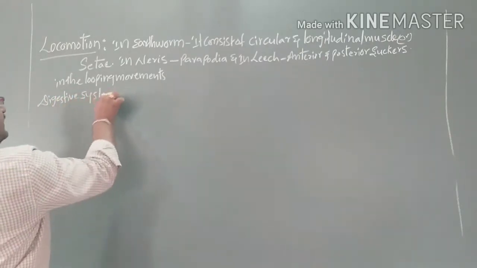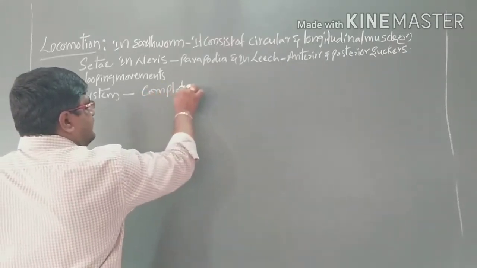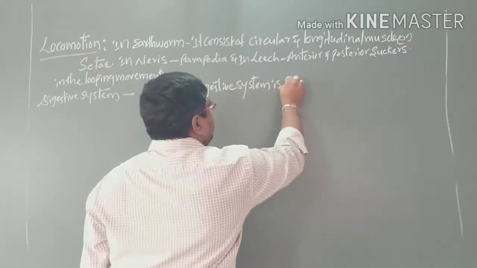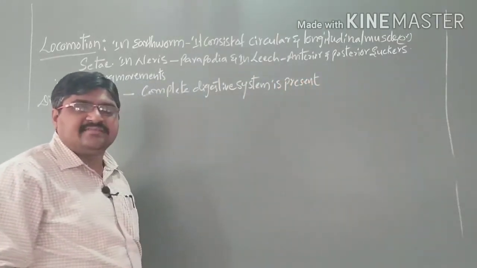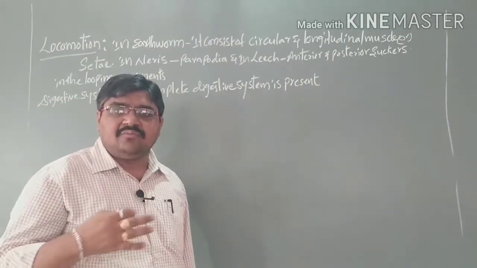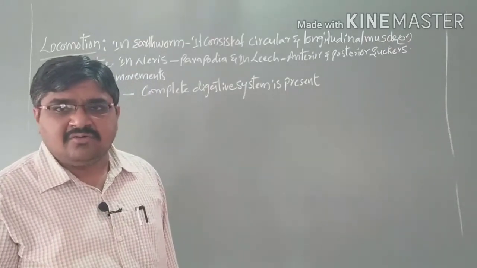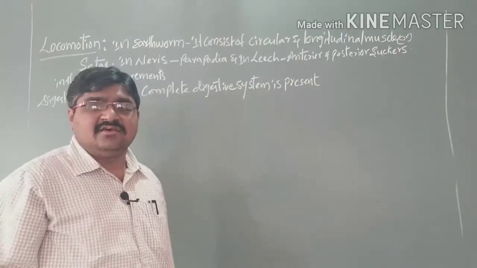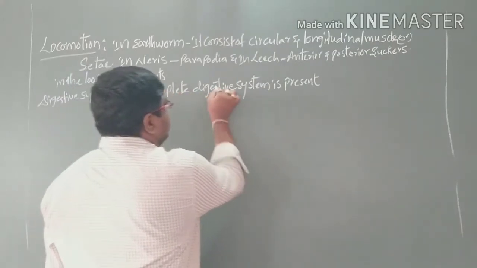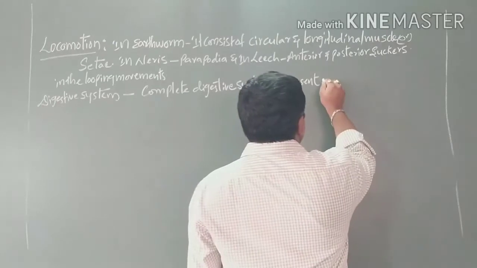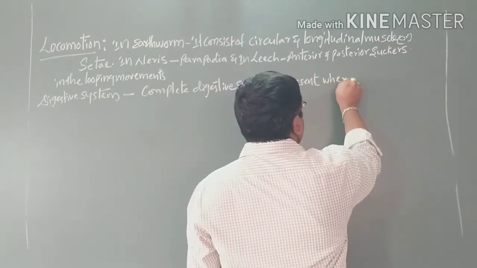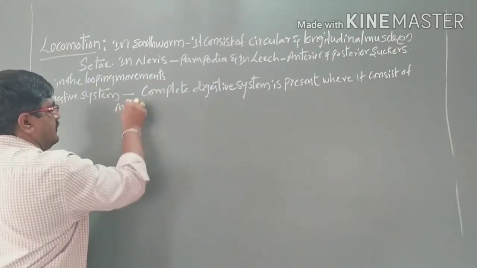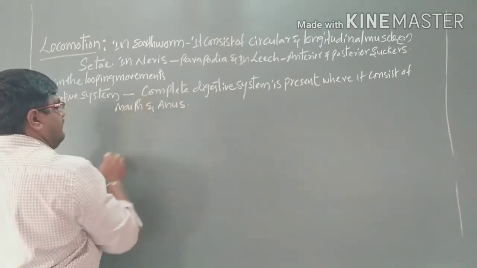Next coming to the digestive system. Here a complete digestive system is present. A complete digestive system means there are two openings. One opening is called the mouth and another opening is called the anus, where food is taken in through the mouth, and elimination of waste material or egestion takes place through the anus. So we have a complete digestive system, which consists of the mouth and the anus.